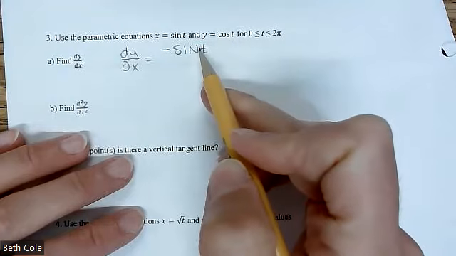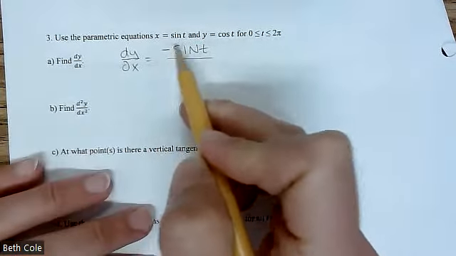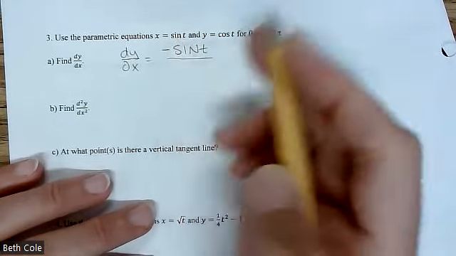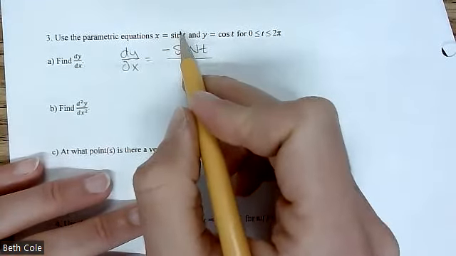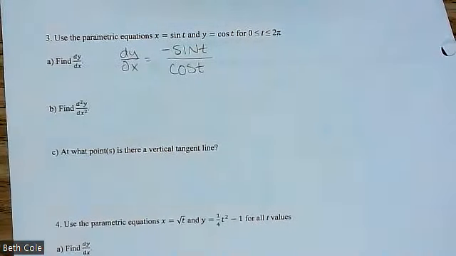So derivative of cosine gives us negative sine. And then over, now you're going to do the derivative for x. Derivative of sine is cosine. Or have we forgotten how to take derivative? Do we remember the trig ones?